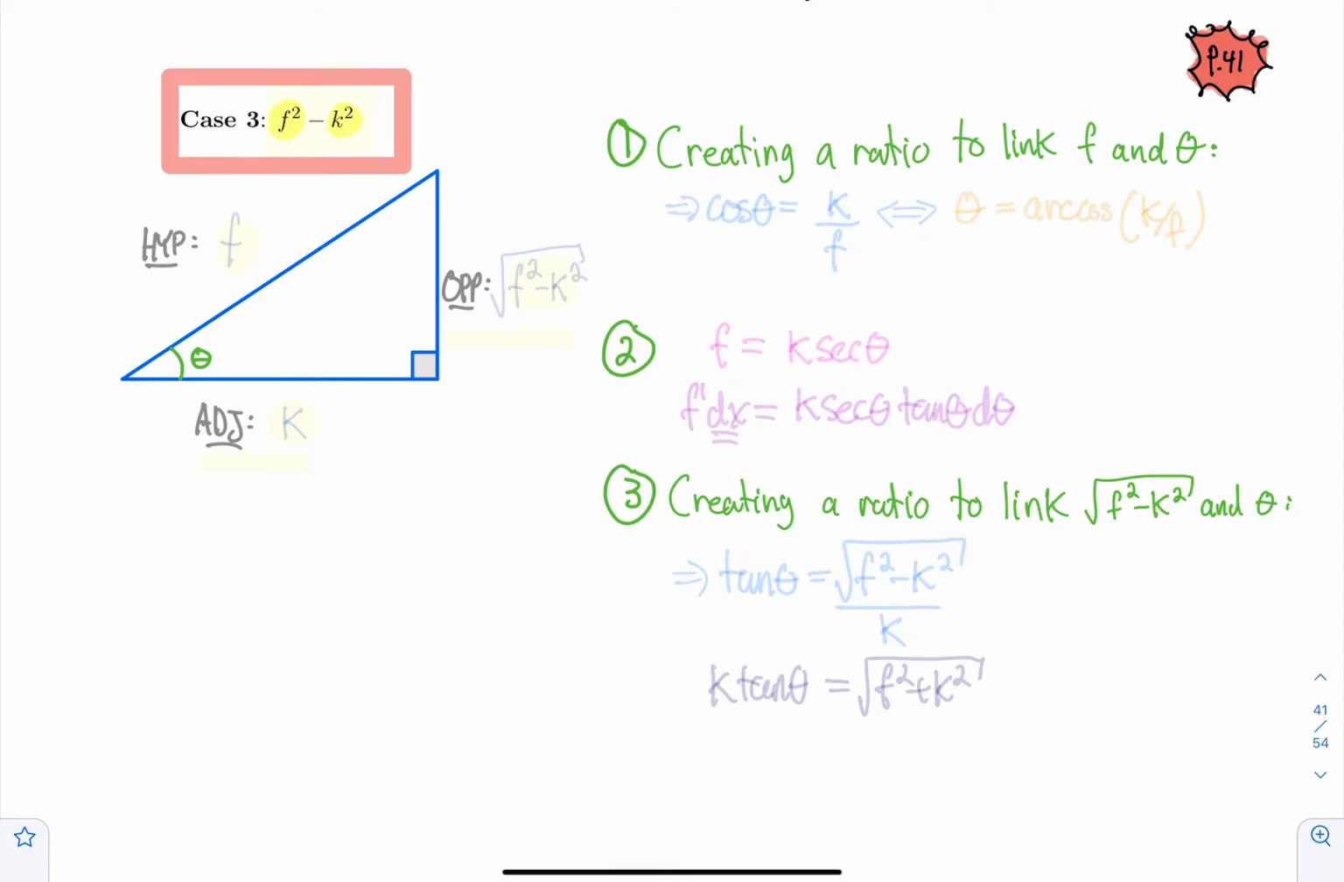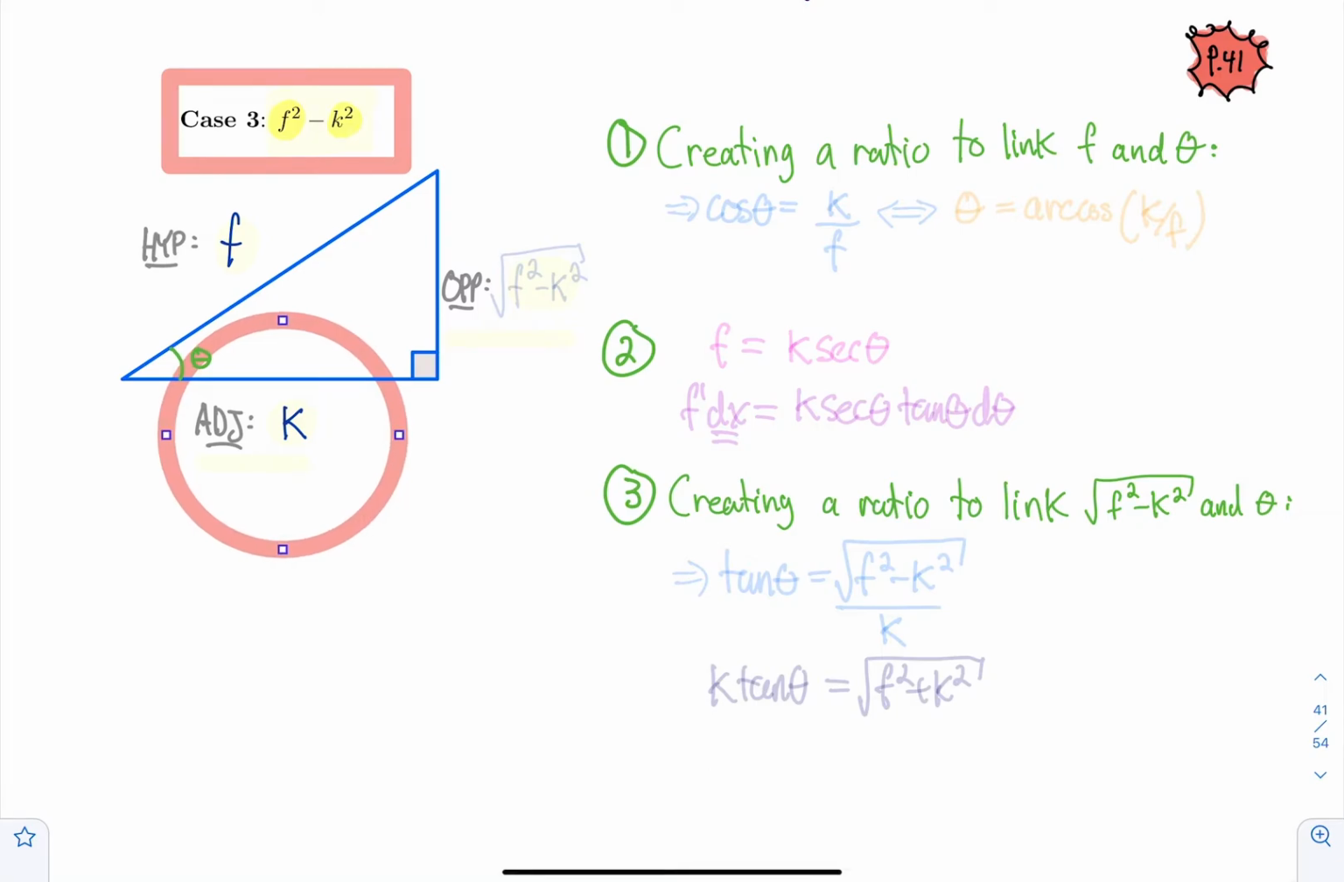So when you have a difference of squares, the first term, in this case f, is going to be the hypotenuse. And then where does k go? Technically, you could put k as the adjacent side or the opposite side, but if you go back to your right triangle in the sum of squares case, k was at the adjacent side, so might as well keep it there. This is going to create the simplest trigonometric substitution.